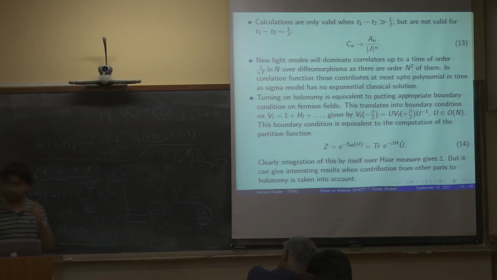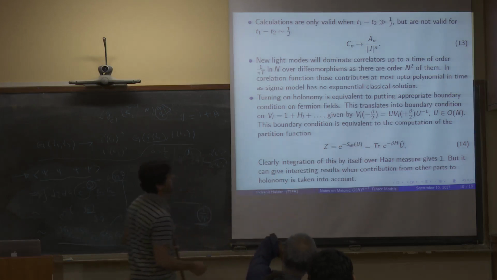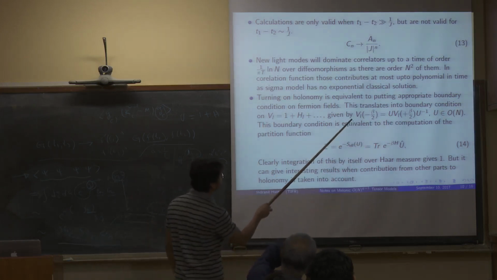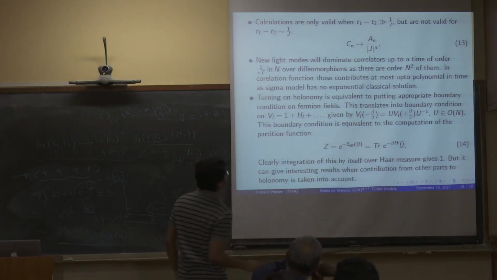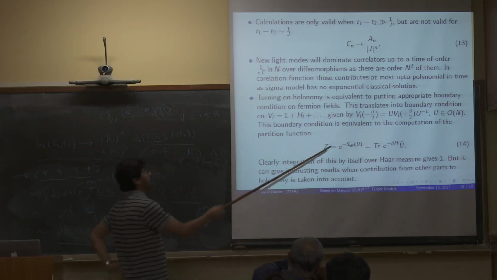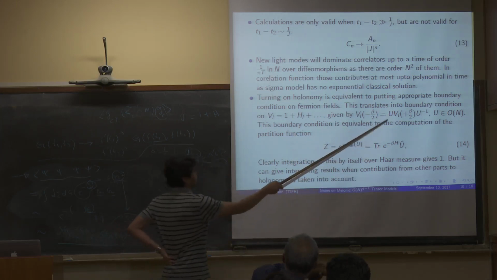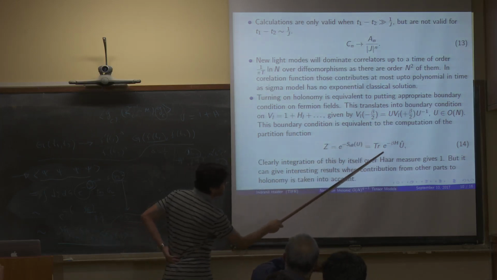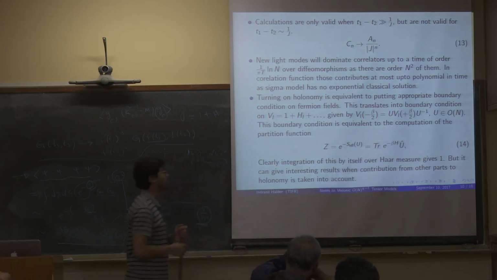Now you can turn on holonomies for these gauge fields, which is equivalent to putting suitable boundary conditions on fermionic fields, and that translates to this boundary condition for this V. L is the color index, the color group you are talking about. L goes from 1 to q minus 1. Now if you plan to calculate the partition function of this part of the action with this kind of boundary conditions, that is equivalent to calculating the trace of this quantity, where this is the usual thing and this takes care of the boundary condition.